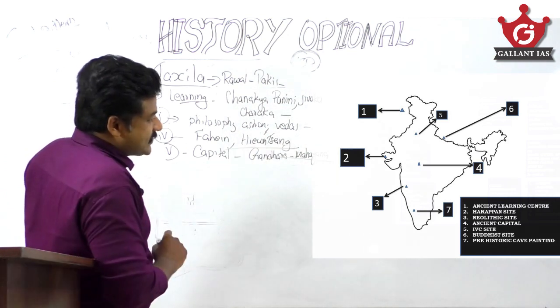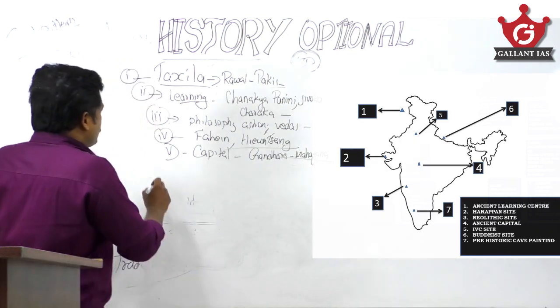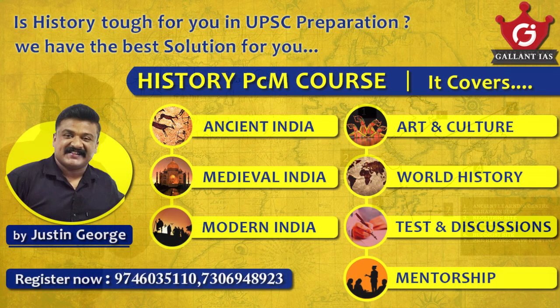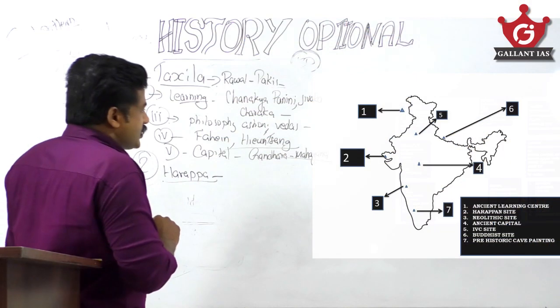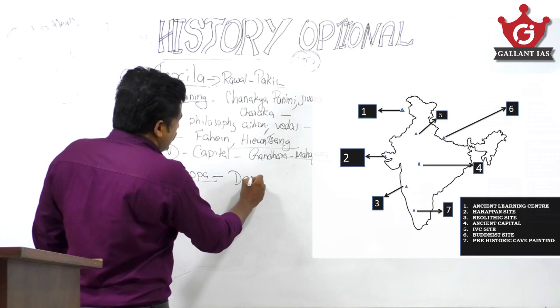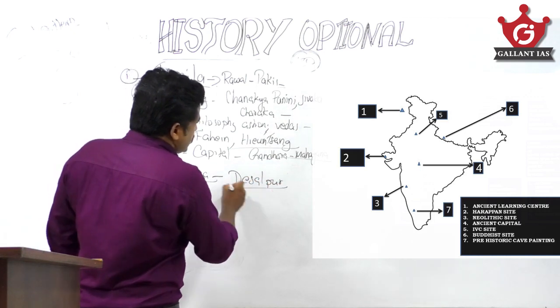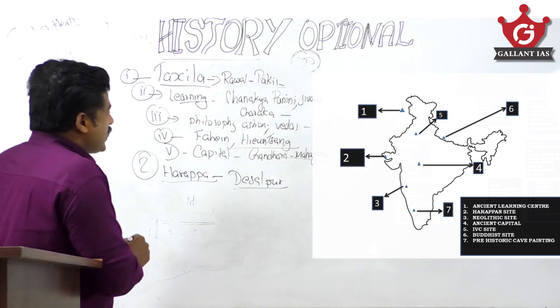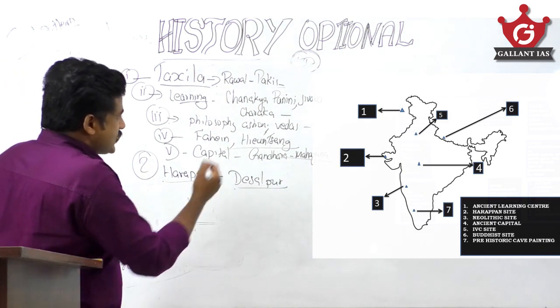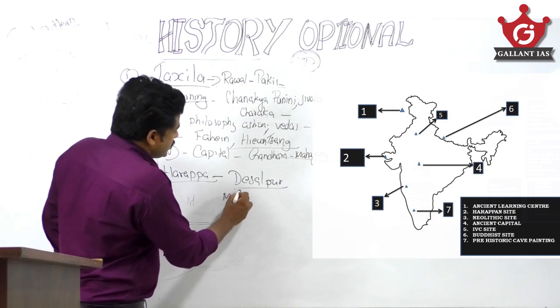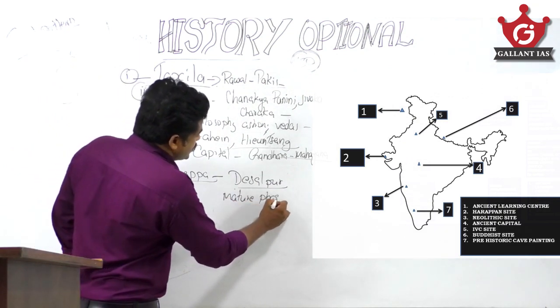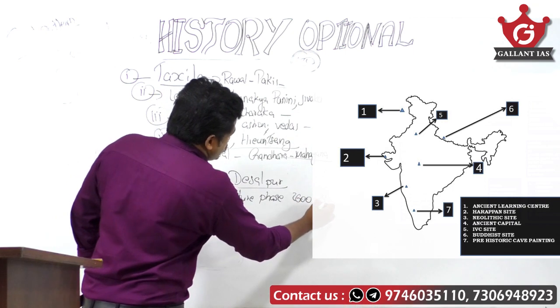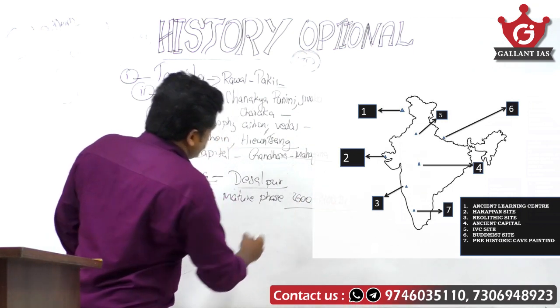Now moving on to the next site. The second is a Harappa site, in the Kutch region of Gujarat. This is Dholavira. It can be asked in the prelims examination also. This is Dholavira, in the Kutch region of Gujarat. It's a Harappa site, indicating the mature phase of the Indus civilization.